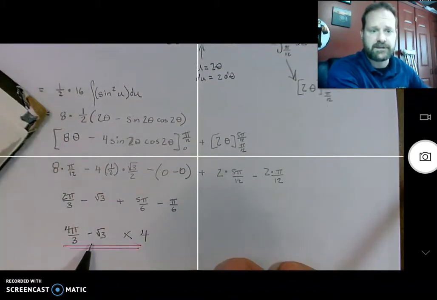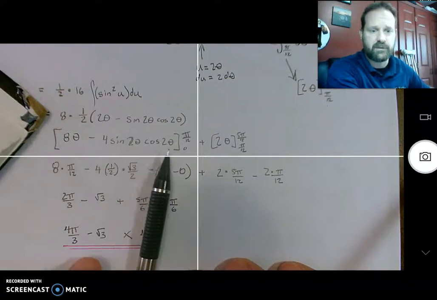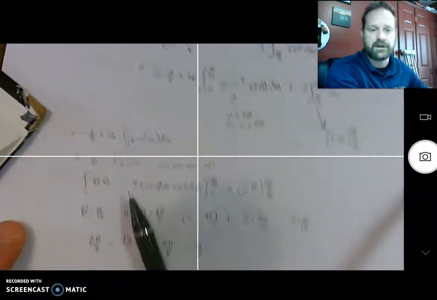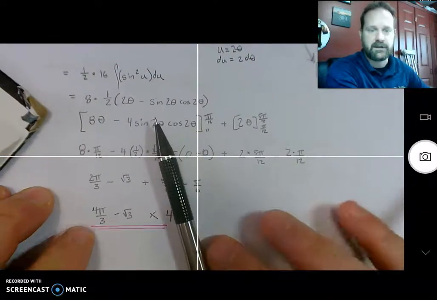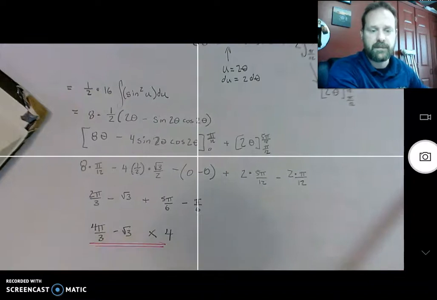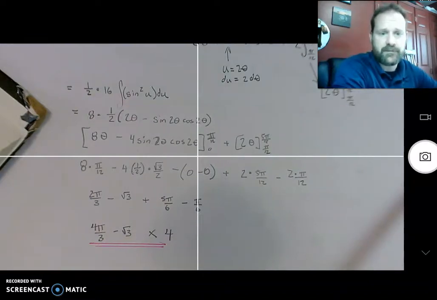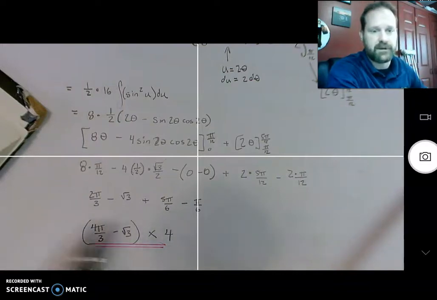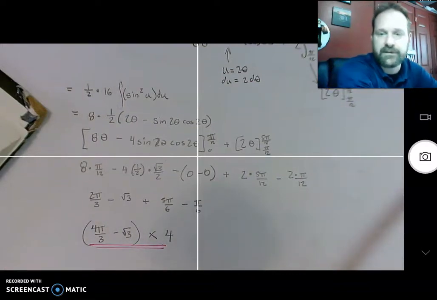Now, this is the final answer here, but remember, this is just that one leg. Remember, the original was several leaves. There are 4 leaves that went out. So we have to take this final answer, and I'll leave the work up so you can pause or whatnot. Get my pencil out of the way. I'm going to put parentheses around it, and you just distribute and multiply each term by 4.